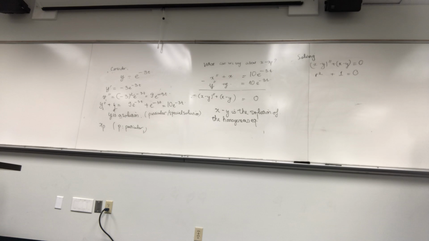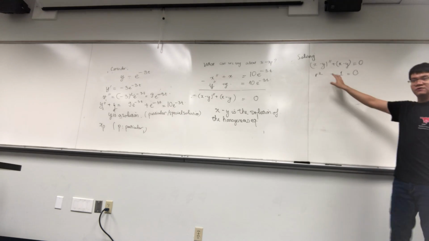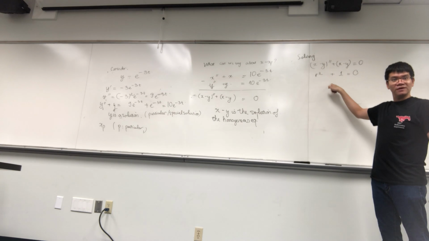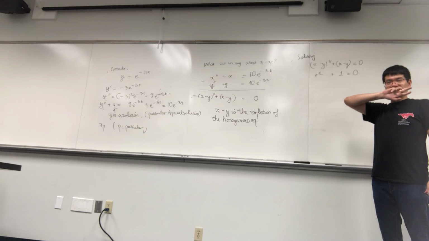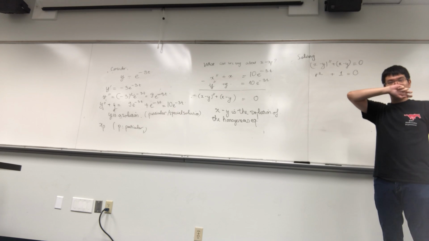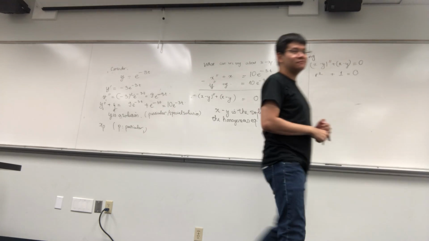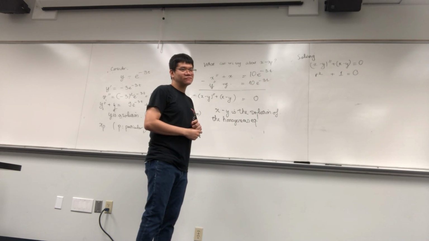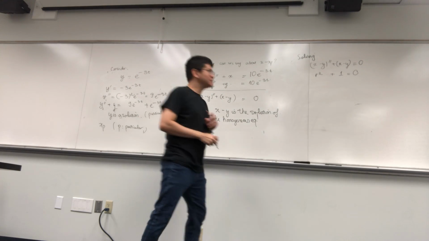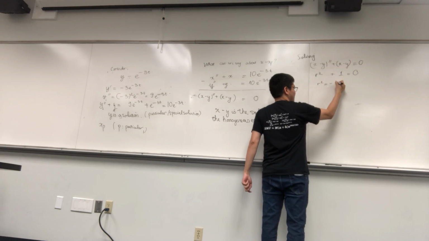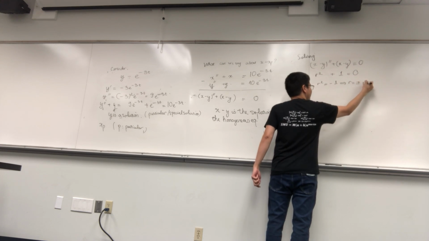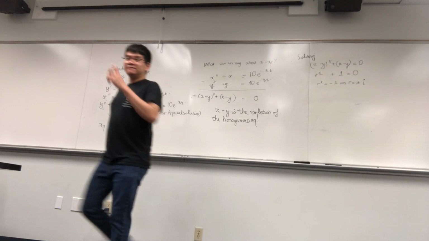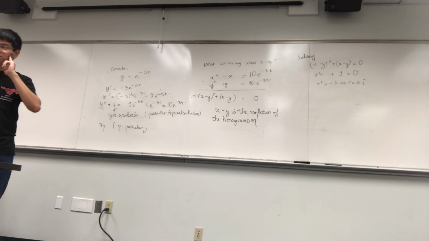To solve the homogeneous equation, I know how to solve it because I have to write down the characteristic equation, which is r squared plus 1, right? So what are the two roots of this? So r squared is minus 1, meaning that r is plus or minus i. Right? It's clear?